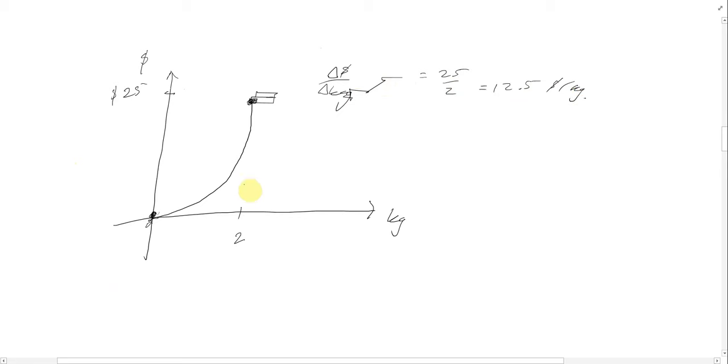However, if we want to do instantaneous rate at, say, this point here, we'd draw in a tangent line. There's our tangent line, and then we'd find the gradient of that tangent line, and that would be our instantaneous rate there.